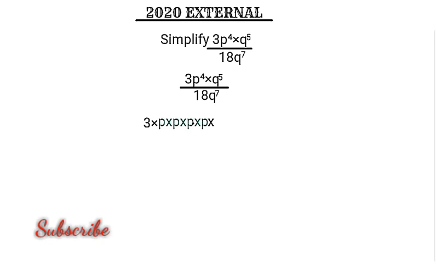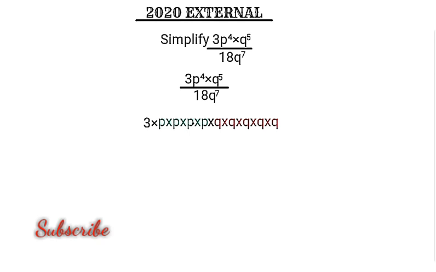Then we are going to multiply 3 by 4 p's, then we're going to multiply it by 5 q's, which we are going to write. Now I'll write q's in a different color as well. Okay, 5 q's there, so you can count them.